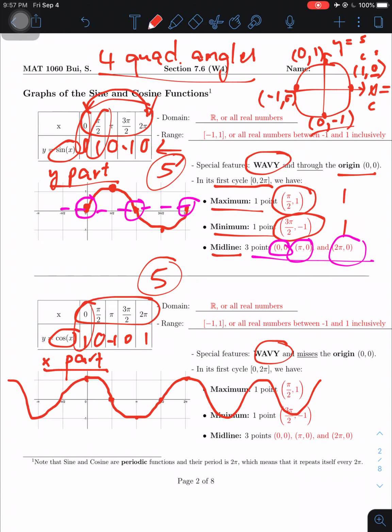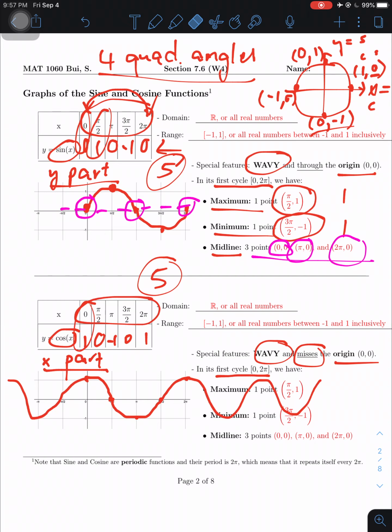But take a look that it misses the origin, right? The origin is right here, and the origin is not a part of the function. As you can see, the origin in here is not on the red curve of cosine. That's why I told you guys the cosine here misses the origin, while the sine here passes through the origin, okay? So keep in mind that's a big difference between the two wavy functions that we have in this page, okay?